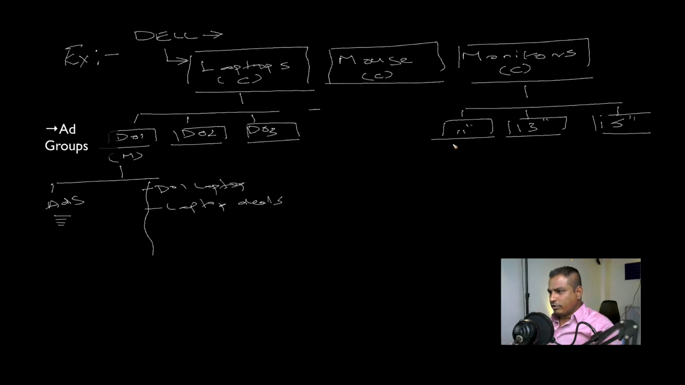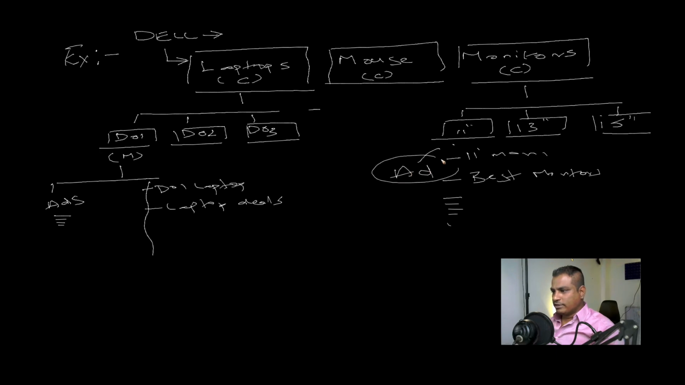Now similarly, when you talk about monitors, your keywords can be 11-inch monitor. You can include keywords like best monitors, external monitors, right? So similarly, you will start putting all the keywords and then you will start writing ad texts for your product. So that's pretty much the AdWords account structure, what the Google Ads account structure looks like.